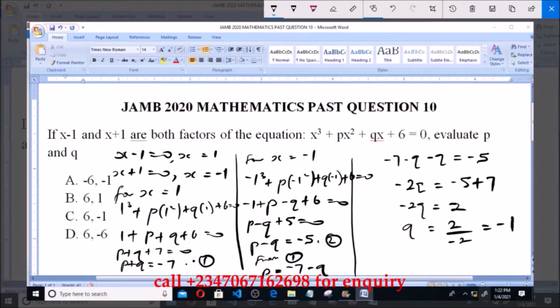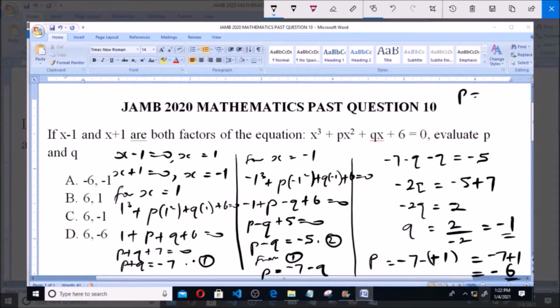Now p will be equal to minus 7 minus q, and q is minus 1. So p is equal to minus 7 minus minus 1, and that is equal to minus 7 plus 1, which is equal to minus 6. So p is equal to minus 6 and q is equal to minus 1. Now the option that corresponds to our answer is actually option A, minus 6, minus 1.